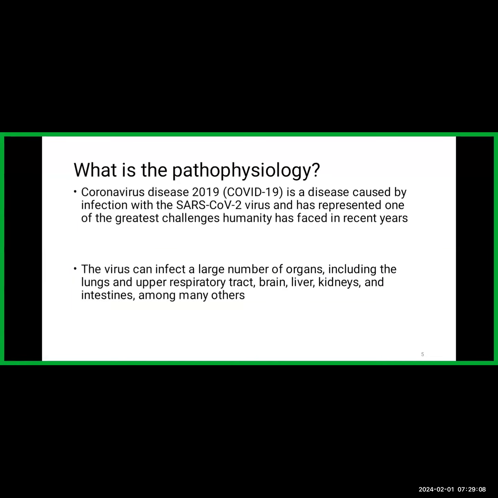So the next question was, what is the pathophysiology? Coronavirus disease 2019, or COVID-19 for short, is a disease caused by infection with the SARS-CoV-2 virus and has represented one of the greatest challenges humanity has faced in recent times. The virus can infect a large number of organs, including the lungs, the upper respiratory tract, the brain, the liver, kidneys, and intestine, among many others. Like in our index patient, the kidneys, the liver, and some other organs were affected. And so, depending on the distribution of the angiotensin II receptor, this virus can affect different organs.